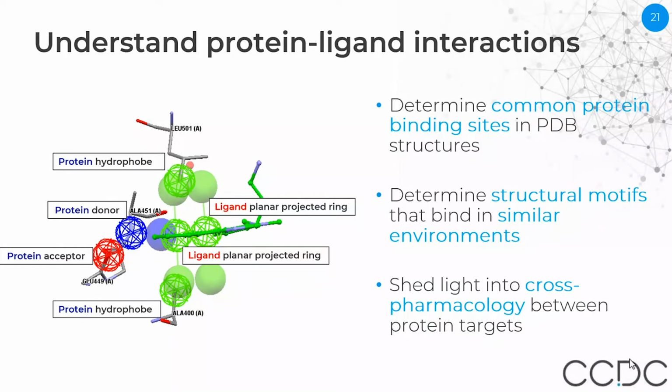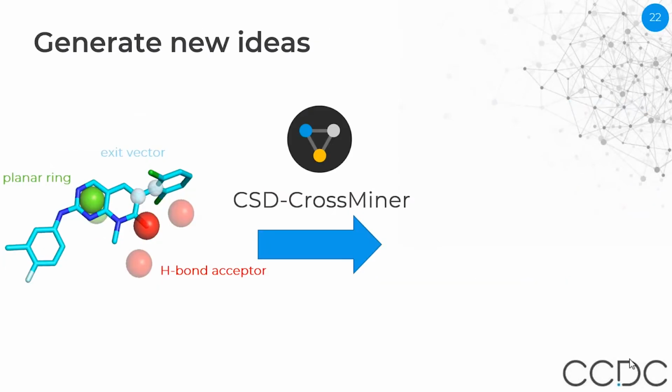environments. And this can be really useful to shed some light on the cross-pharmacology between the protein targets, and as well as on the selectivity of bioactive small molecules, with further implications for toxicity and adverse reactions. Accessing crystallographic databases by using such generic features can give impetus to a research project by generating new ideas.